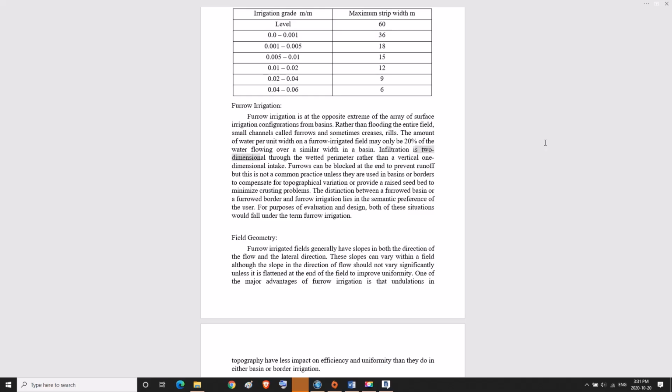Infiltration is two-dimensional through the wetted perimeter rather than a vertical one-dimensional intake. Furrows can be blocked at the end to prevent runoff, but this is not a common practice unless they are used in basins or borders to compensate for topographical variation or provide a raised seed bed to minimize crusting problems. The distinction between a furrowed basin or a furrowed border and furrow irrigation lies in the semantic preference of the user. For purposes of evaluation and design, both of these situations would fall under the term furrow irrigation.